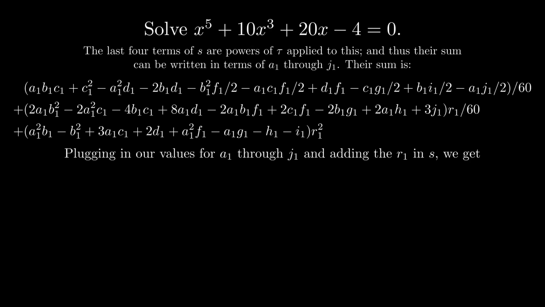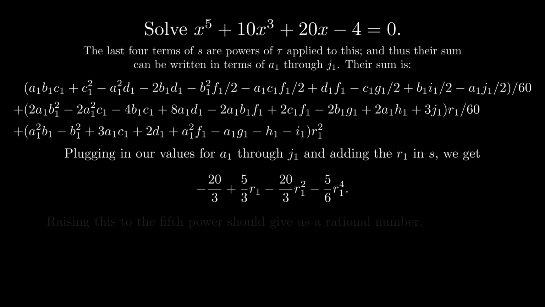them in, reduce again high powers of R1, add back in the first R1 term we ignored in S, and end with negative 20 thirds plus 5 thirds R1 minus 20 thirds R1 squared minus 5 sixths R1 to the fourth. This is S. This is the thing that gives a rational number raised to the fifth power. This is what we were looking for, and we were able to brute force it without any stupid Olympiad tricks.